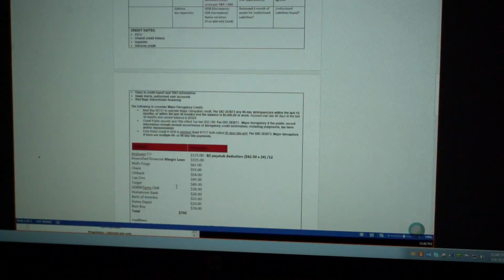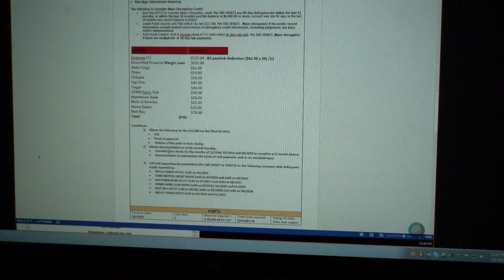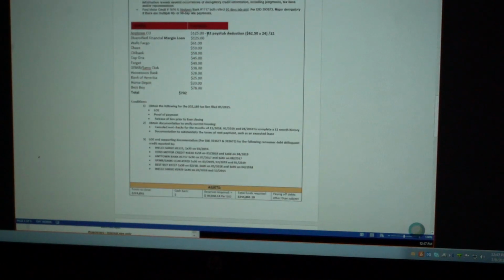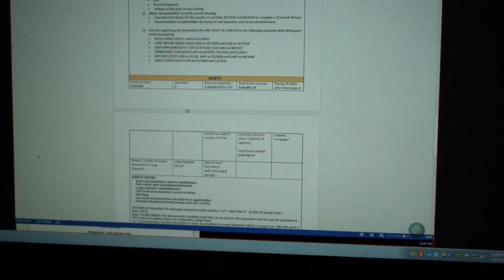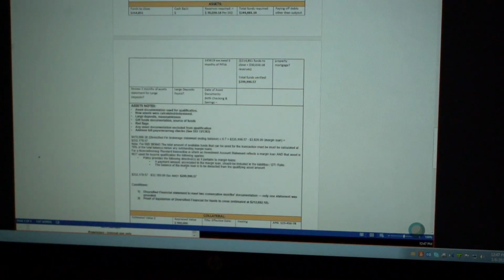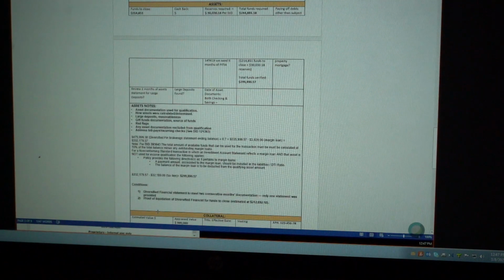For credit, we looked at all the major derogatory credits that we had. We conditioned for the tax lien. We conditioned for the housing payments and the LOEs for all the delinquent accounts that we saw. And we added the 125 that we saw in the pay stub to our liability. And for assets, we calculated this. We took the diversified, multiplied it by 70. We took out the margin loan, and that's how we come up with the amount minus the tax lien because we got to pay that.